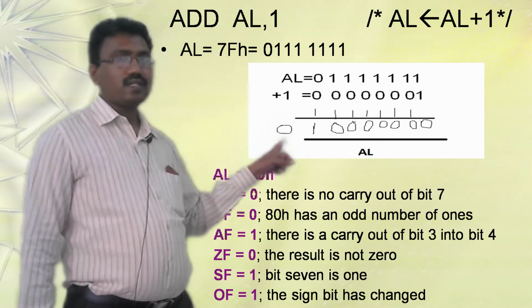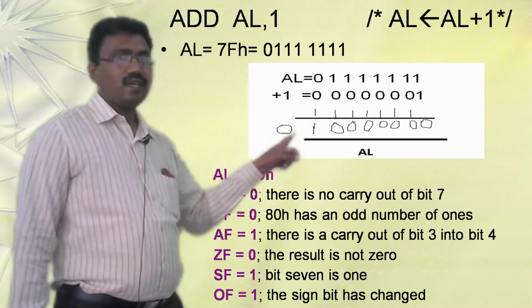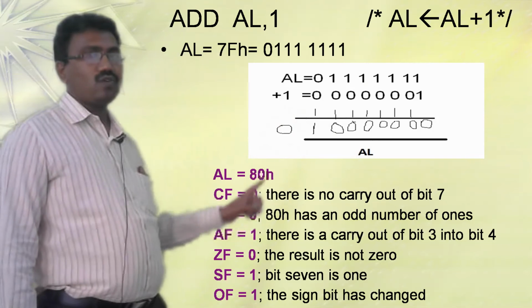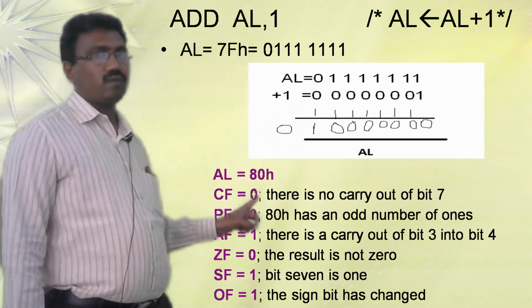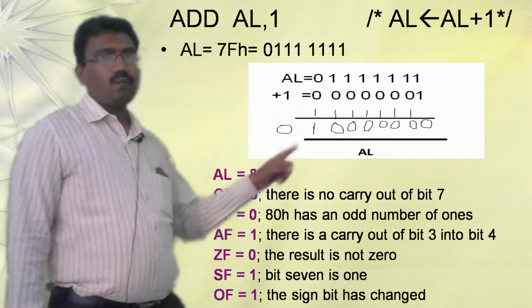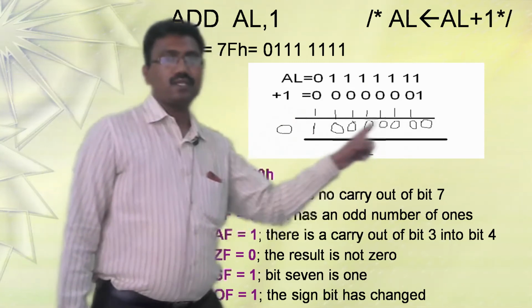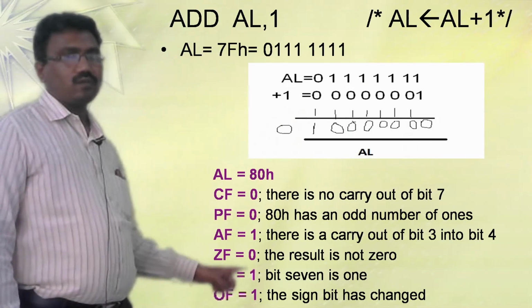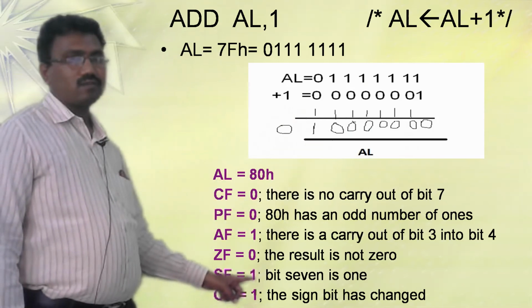So this carry is the end carry. This is the 8-bit result, and the 0 is the end carry. If the end carry is 0, the carry flag is 0. In this example, carry is 0. If the end carry is 1, the carry flag is equal to 1. Is it clear? That's about the carry flag. Now, what about the sign flag? This is the 8-bit ALU result. If the leftmost bit is 1, the sign flag is equal to 1. In this example, the leftmost bit is 1, so the sign flag is 1.